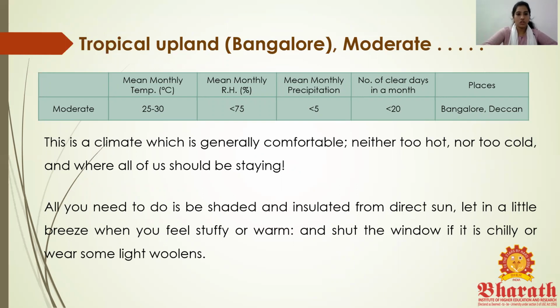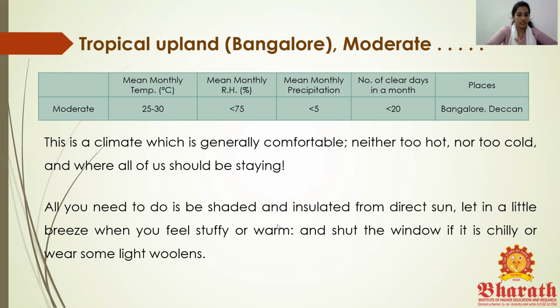So your tropical upland or Bangalore, which is a moderate condition, you could see that this is a particular temperature and there are a number of clear days in a month. So this is a climate which is generally comfortable, neither too hot nor too cold. People prefer staying in Bangalore because it's a very comfortable mode. It's a composite climate. Now all you need to do is to be shaded and insulated from the direct sun. So let in a little breeze when you feel stuffy or warm, and shut the window if it is chilly, or wear some light clothes.